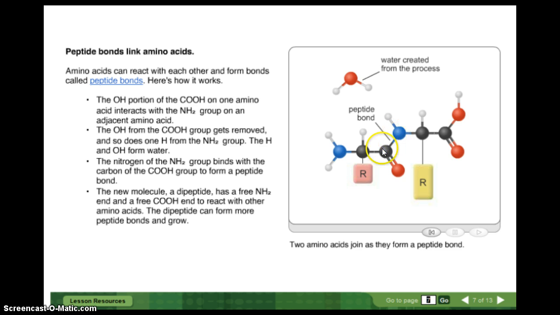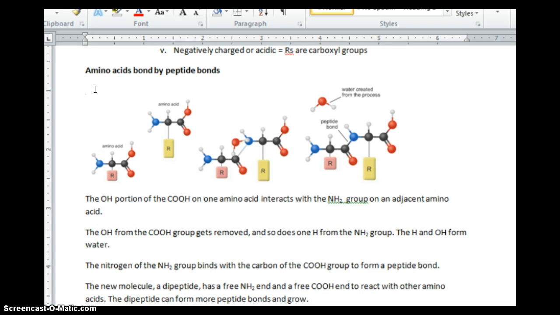When they come together, now the carbon is attached to the nitrogen. That bond in between them is called a peptide bond, and again, water popped off onto the side. So amino acids bond by peptide bonds. So I just did a three-part picture, showed before. In the middle, they come together, and you can see that the oxygen and hydrogen are coming off of the end of one amino acid, while another hydrogen is coming off the end of the other amino acid, and then, of course, the end result.